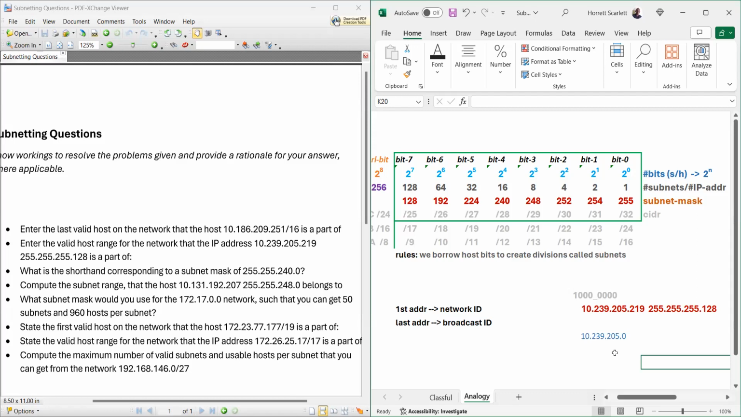So how many subnet bits do we have? The question is, how many subnet bits do we have? Is it 7? How do you get 7? Since from the last octet we're already using the first bit, the other 7 are turned off.